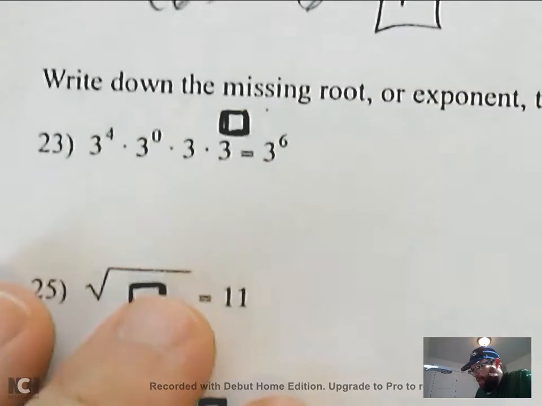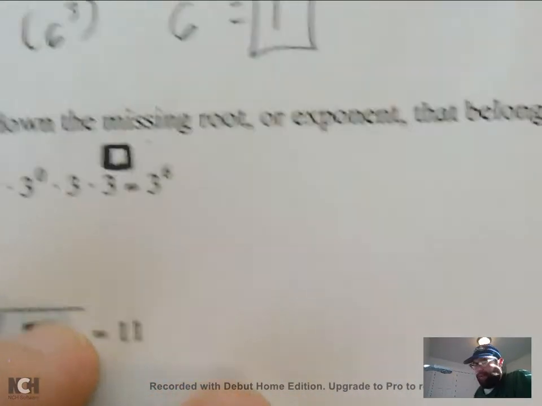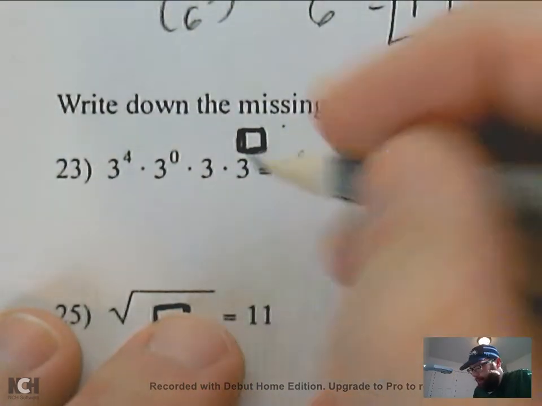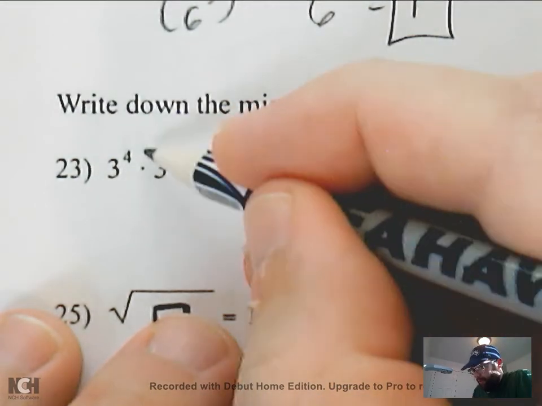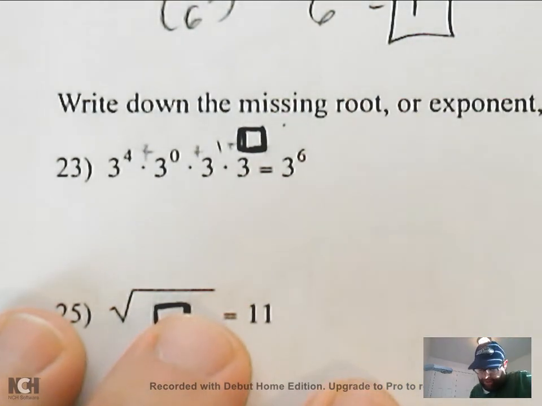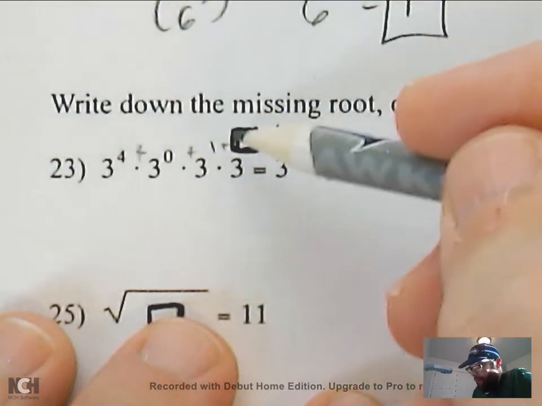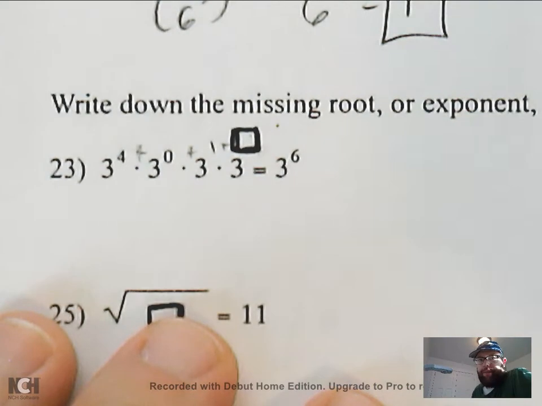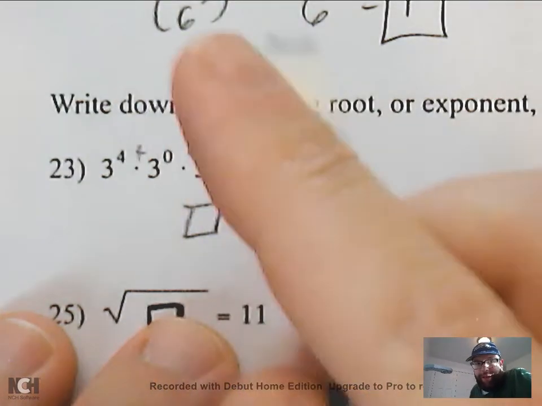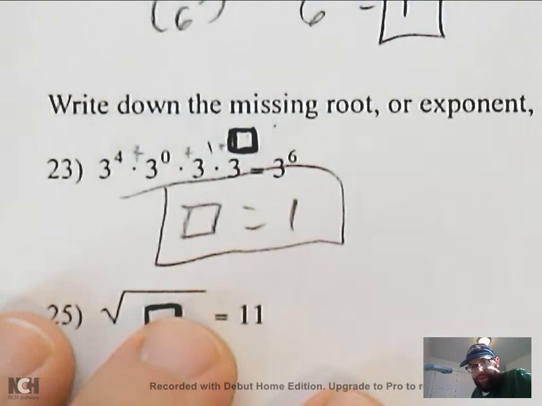Okay. Then, on this section, we're going to write down the missing root or exponent that belongs to the box in the equation that makes it true. So, we have some numbers that are multiplying. Again, our rule when we're multiplying is we add the exponents, right? So, 4 plus 0 plus 1 plus something is 6. So let's think about this. 4 plus 0 is 4, plus 1 is 5. So what would I add to 5 that would give me 6? Well, it would be 1, right? So the box has to equal 1. It's not that hard, right? If you do the math up to it, it generally makes it pretty easy. Okay, that'd be your answer there.